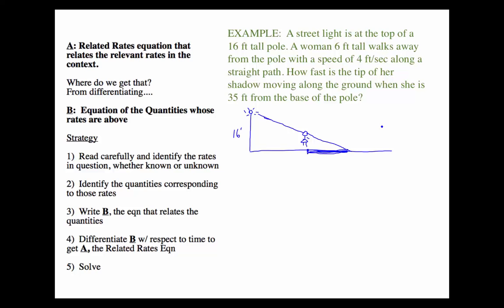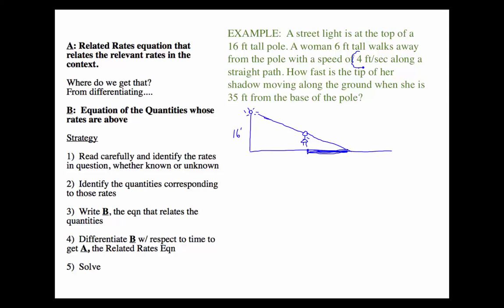Okay, so what are we going to do? We're going to figure out what rates are involved. So what's the first rate that we come to here? It says the street light is the top of a 16-foot pole. She's 6 feet tall. She's walking away from the pole at a speed of 4 feet per second. There's our first rate.